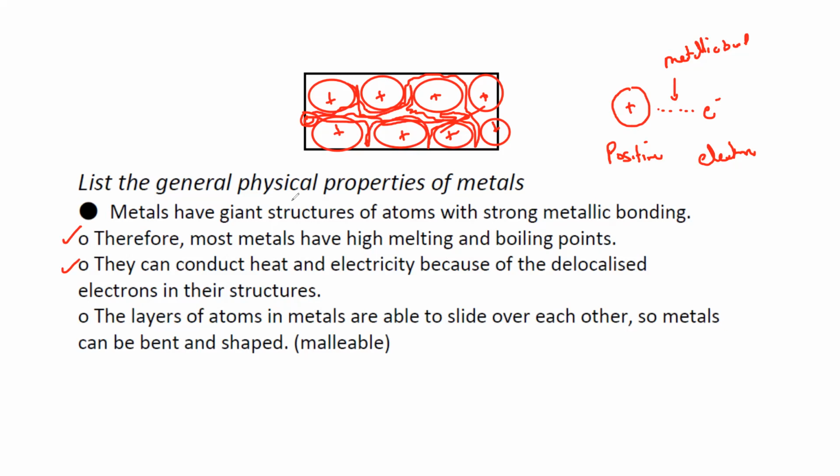Then metals are malleable. What is the difference between malleable and brittle? Malleable means the layers can slide over each other without breaking. Like graphite: graphite is not malleable. Why is graphite not malleable? Because in graphite, the layers can slide, but the layers can break from each other. So graphite is not a malleable material.